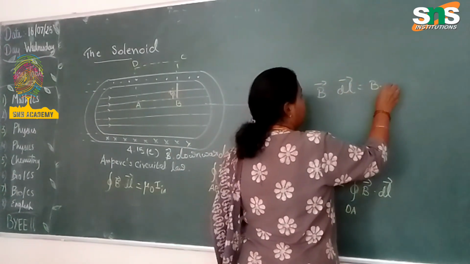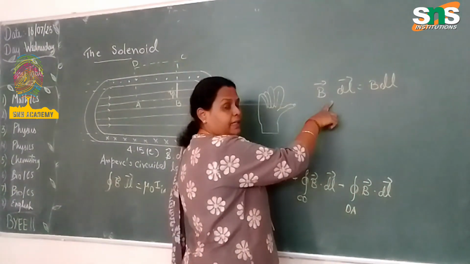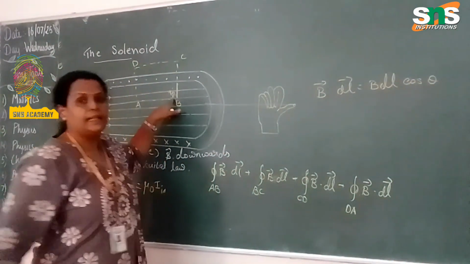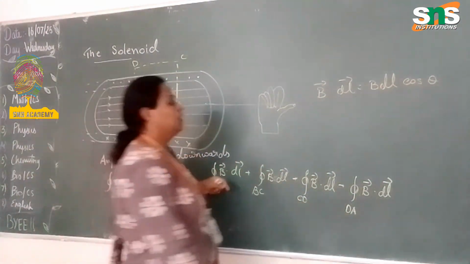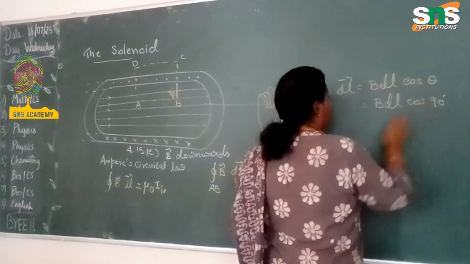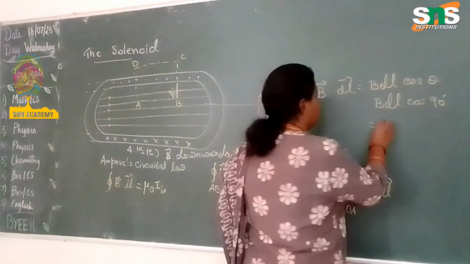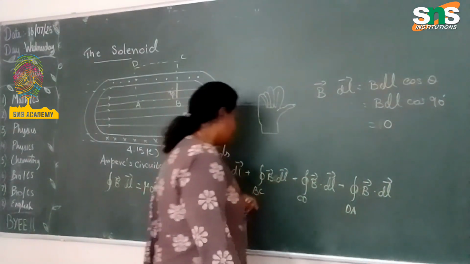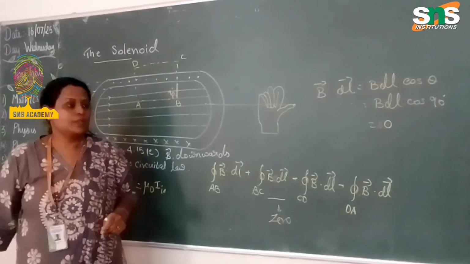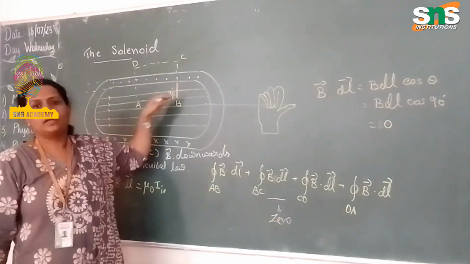Yes, written as B dot dl, dot product, it will become cos theta. So what is theta here in the case of BC? 90 degrees. So it will become B dl cos 90 degrees. What is cos 90 degrees? It's 0. So this term totally becomes 0. Understood? BC totally becomes 0 since it is normal to the axis.